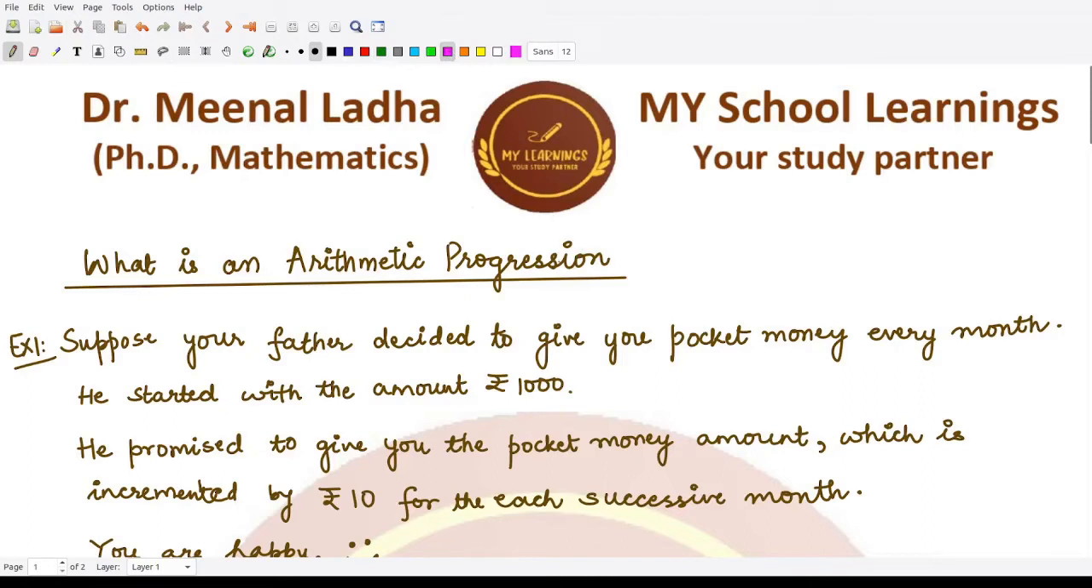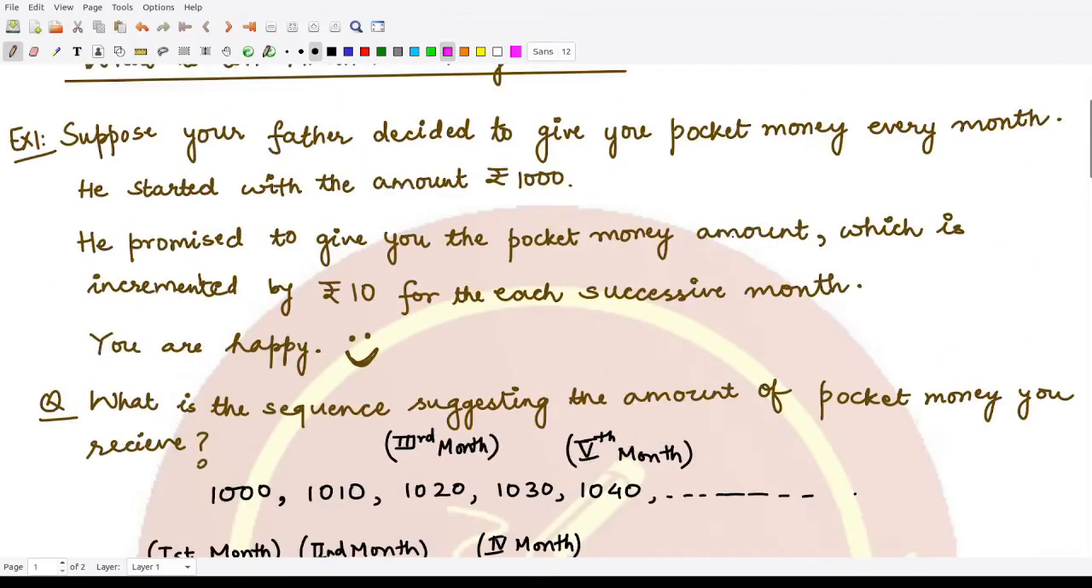So in order to understand this arithmetic progression, actually you have studied all of this in class 9th already, but still, in order to recall what an arithmetic progression is, let us first have a look at this example. Suppose your father decided to give you pocket money every month.